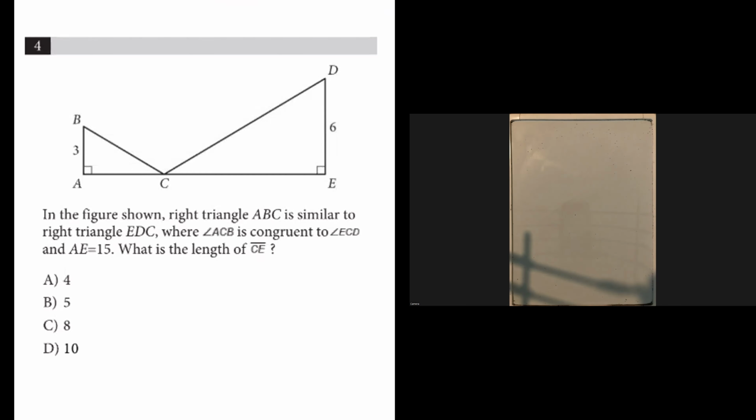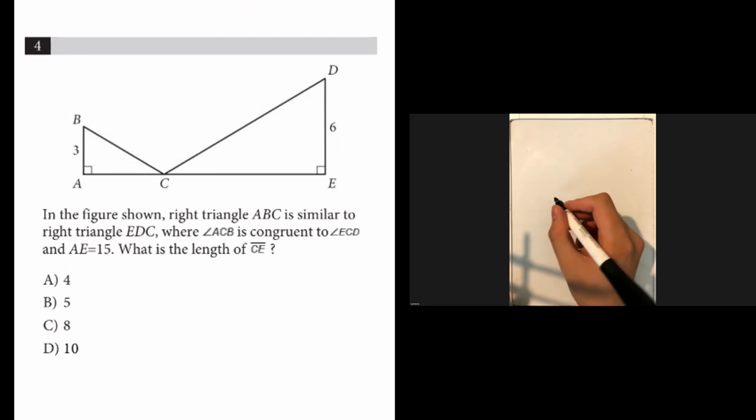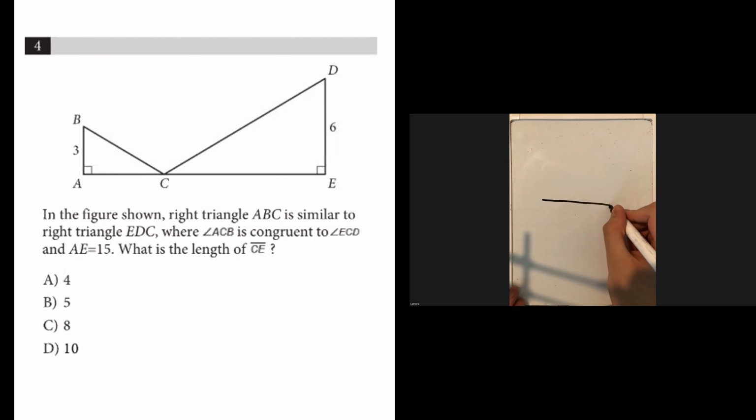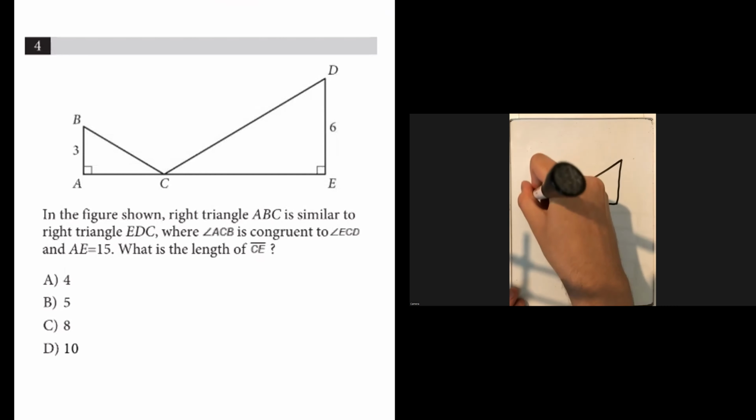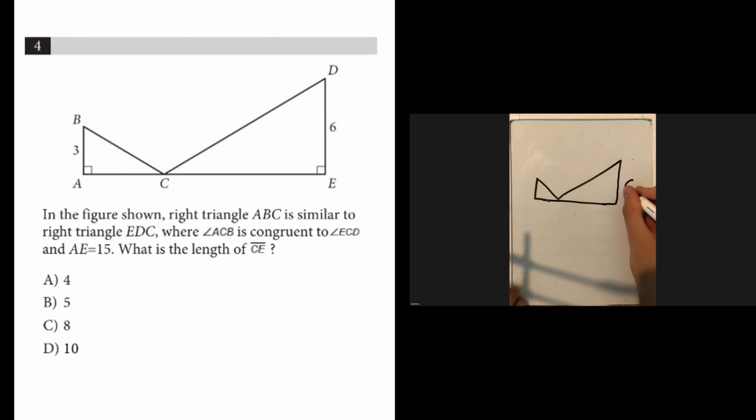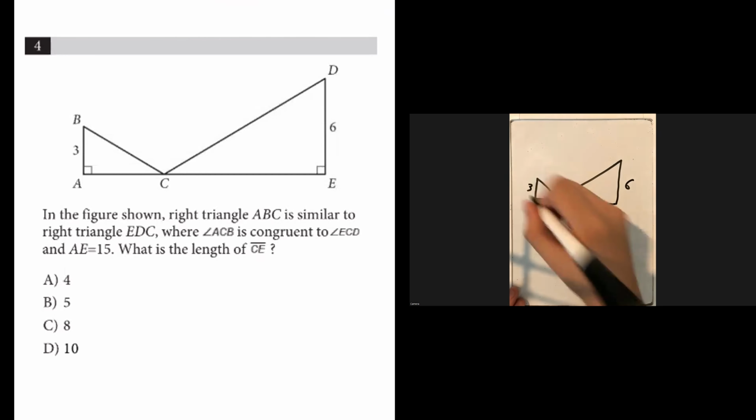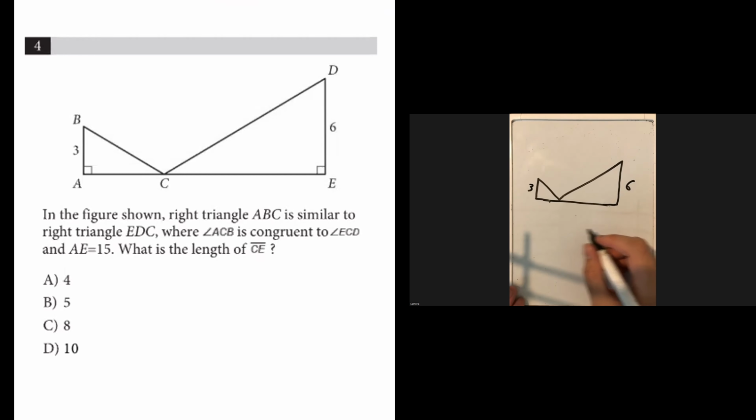All right, so for this one, we're given two right triangles, and we're told that they're similar. This is 6, and this is 3. So using that information, we can tell that this triangle, all the sides are going to be half the length of this triangle. So this side length is 6, and this one's half that.